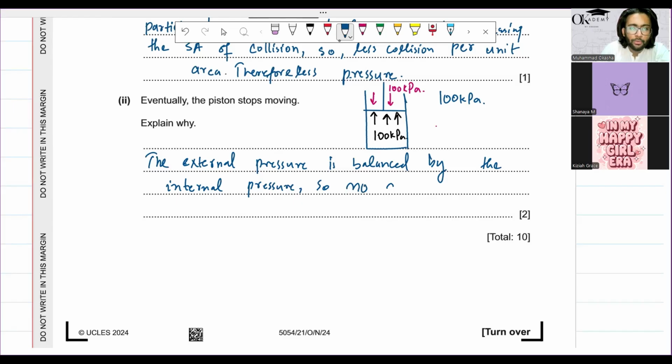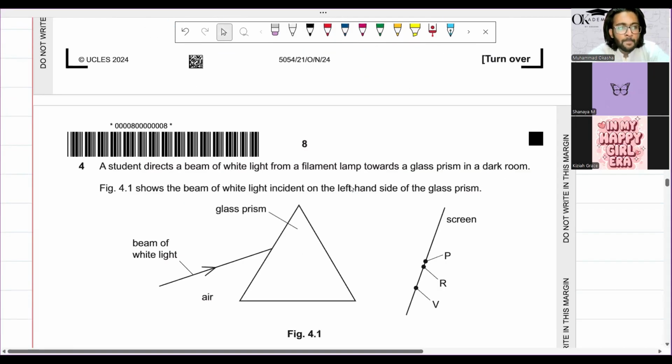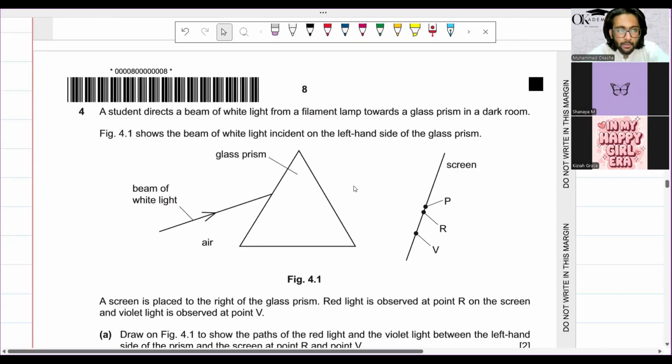So no net movement. I'm very sure you can write it better than this. I've just written it very roughly to give you the idea. All right, on to question number 4. All hands on question number 4.